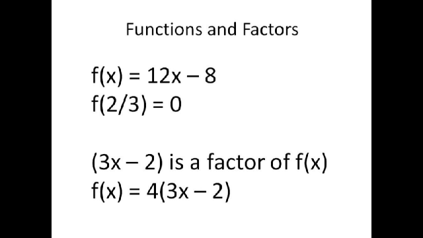And because we know that if f(b over a) is equal to 0, ax minus b is a factor, we know that here, in ax minus b, the a is 3 and the 2 is your b, so 3x minus 2 is a factor. We can show that because we can take it out and be left with 4, and then in the bracket it's 3x minus 2, and if you multiply it out you'll get 12x minus 8, which is the original function.